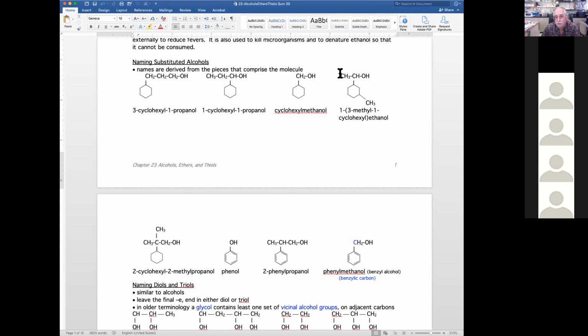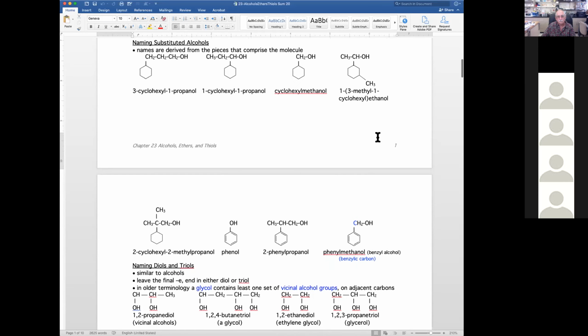So same thing here. This would be ethanol. And then on carbon number 1, there's a cyclohexyl group. But in addition to the cyclohexane, it has a methyl group on here, so it'd be called methyl cyclohexyl. And here's a case where we have to put the whole thing in parentheses to make it logical. So this whole thing is on carbon number 1. If you make that the priority, this carbon is 1, that's 2, that's 3. So that's 3 methyl, 1 cyclohexyl ethanol.